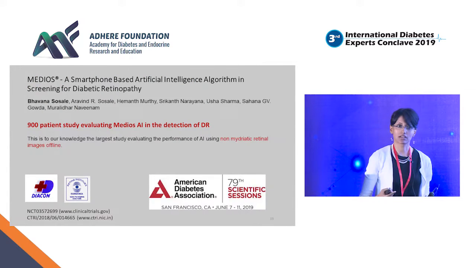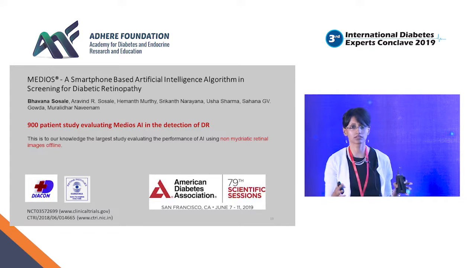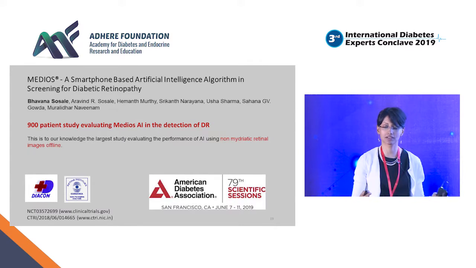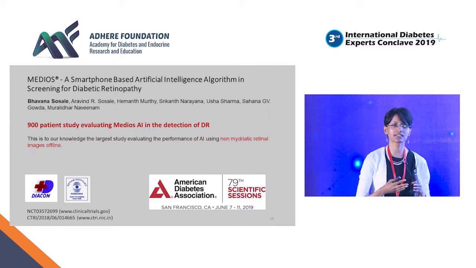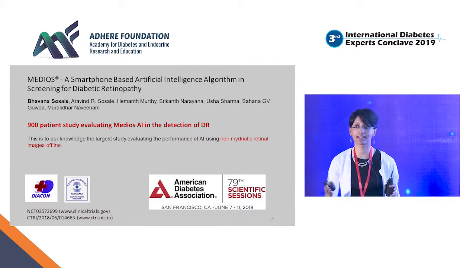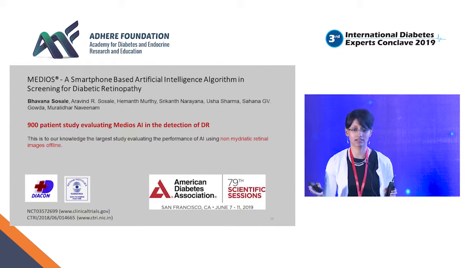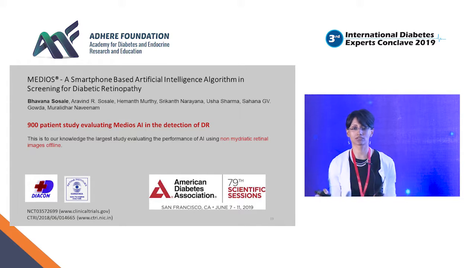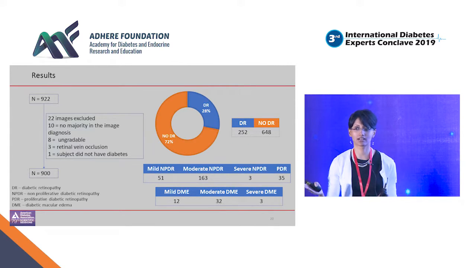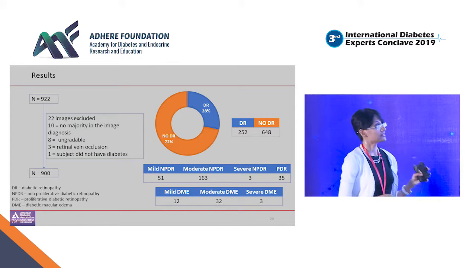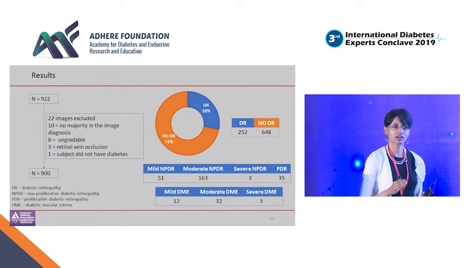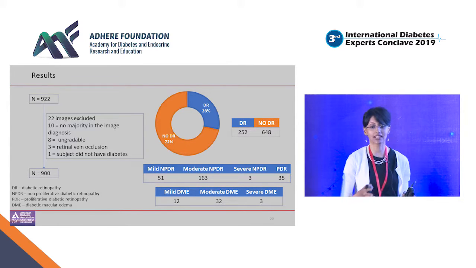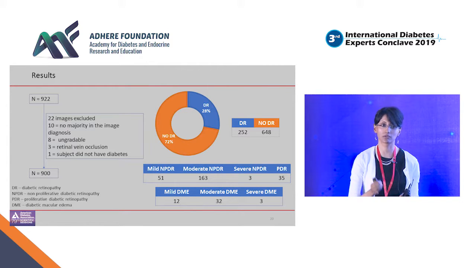So then we did another study, because these were all small studies in about 200 to 300 patients in the first 3 studies. So we wanted to see what happens if you do this in a wider number of people, and we presented this at ADA this year. So we did a study on 900 patients with diabetes, and we thought, okay, all this while we've been looking at mydriatic images. So what happens if we don't dilate the retina, and what happens to the accuracy then? So people who want to drive, is this algorithm going to work as well? And this, we believe, is the largest study testing the performance of an AI algorithm using non-mydriatic retinal images offline.